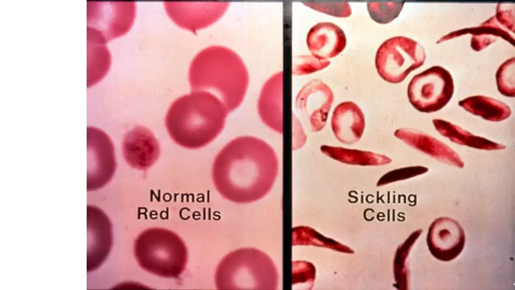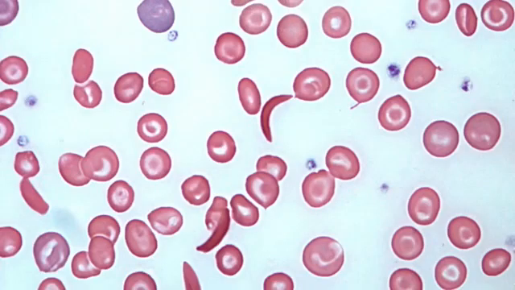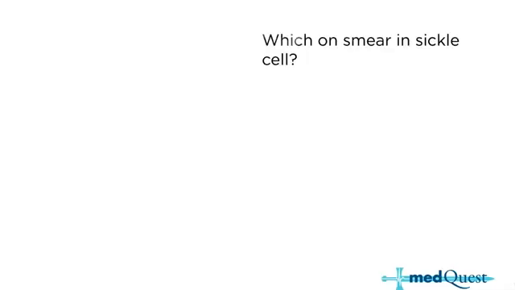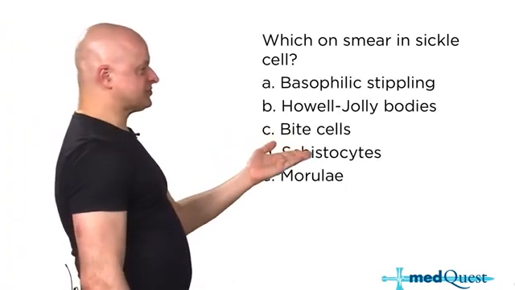Normal red cells, sickled cells. Gee, as if you know what a sickle looks like. So this tells you automatically this has to be sickle disease, because sickle cell trait does not give those cells. Now, what do you see on a smear in sickle cell?